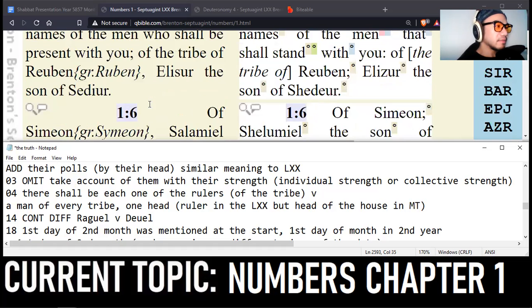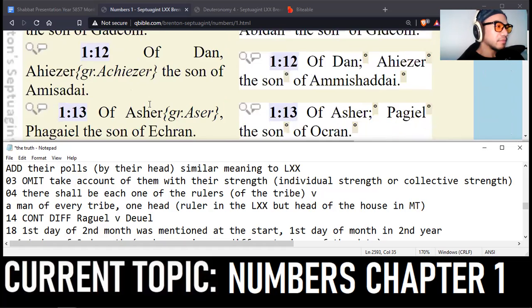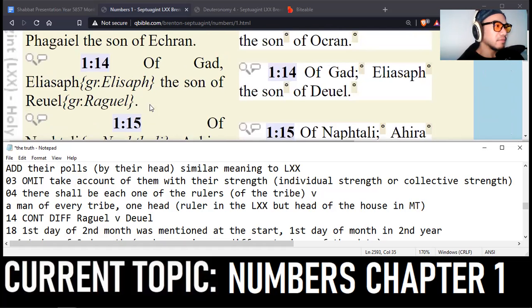Verse 14, going all the way there, for our next difference, a continuous difference we notice is the name Ruel in the Greek, Raguel, versus Duel. So you're going to see that continuous difference. I won't mention that anymore.